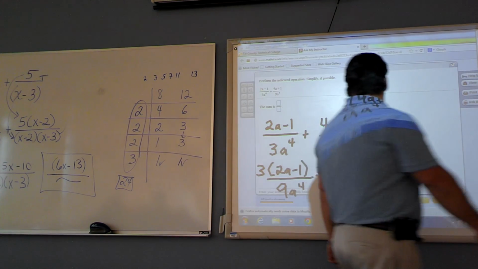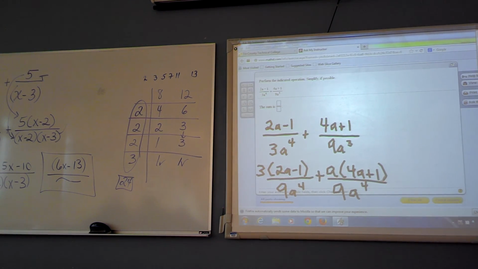But why 9a? Why wouldn't you do 3a to the 4th? I know 9's a bigger number, but a to the 4th is the larger exponent. Because 9 goes into 9 and 3 goes into 9. It has to be the common, it cannot be the lower. Most of the time, your common denominator is going to be the higher of the two. So 3 and 9 is 9, a to the 4th, a to the 3rd, so a to the 4th. Okay?